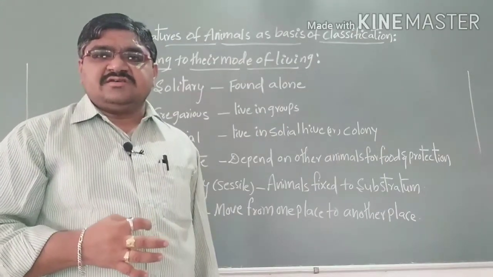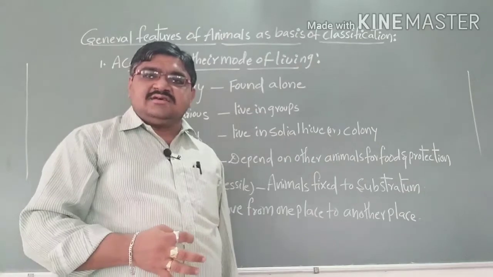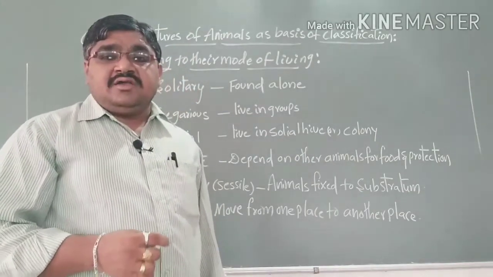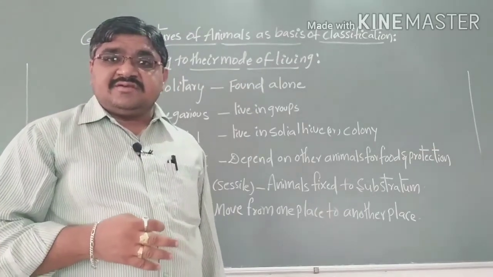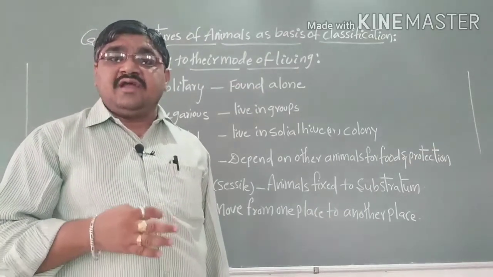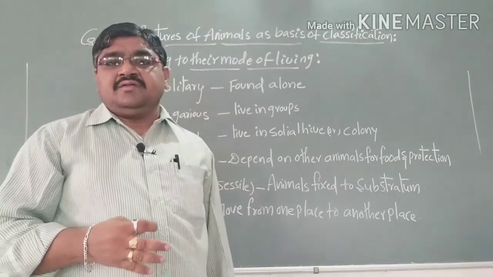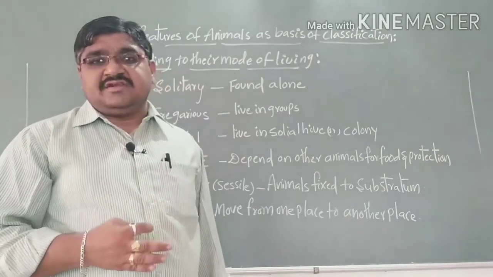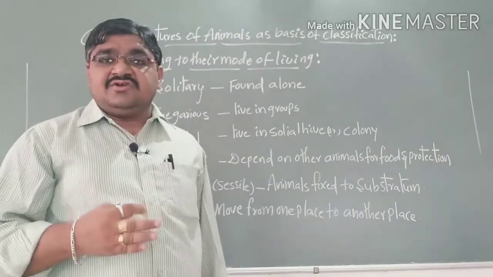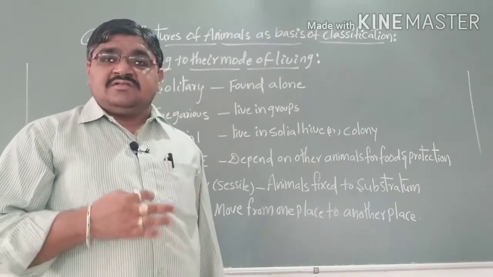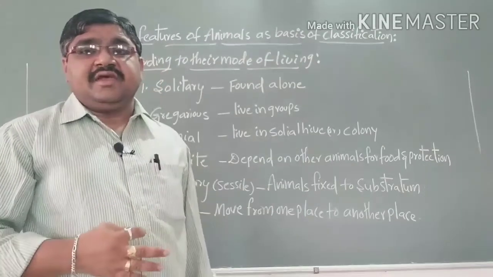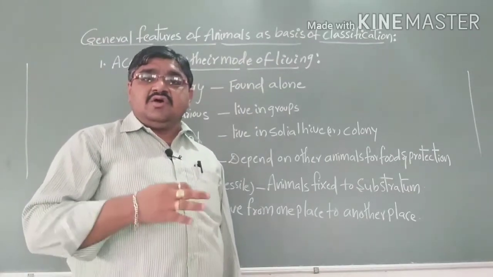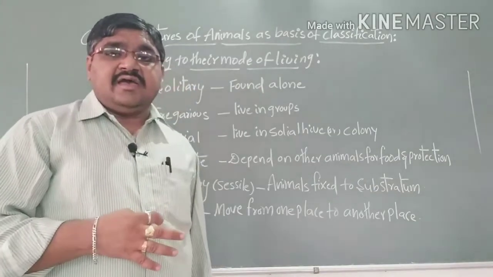So we discussed that in the last class, and there are other characters present as well. In animals, the reserve food material is present in the form of glycogen or fat, and centrioles are also present. In plants the centrioles are absent, but in animals the centrioles are present. So these are the salient features we have studied in animals.